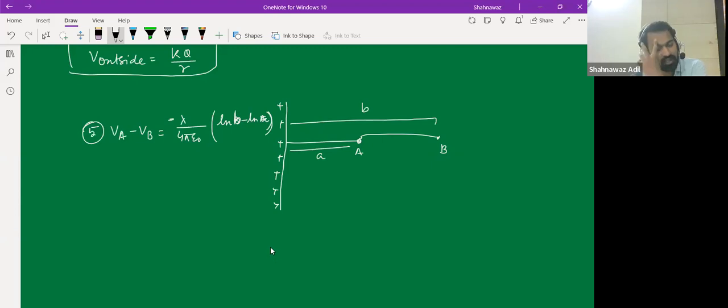Yeah, in the case of the line charge distribution, there is no potential. So the potential is undefined.